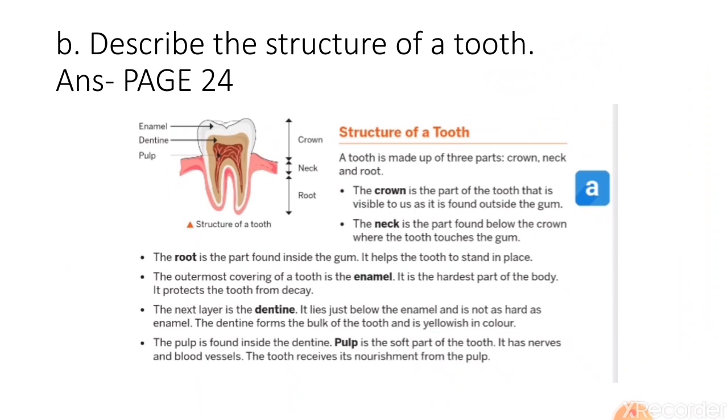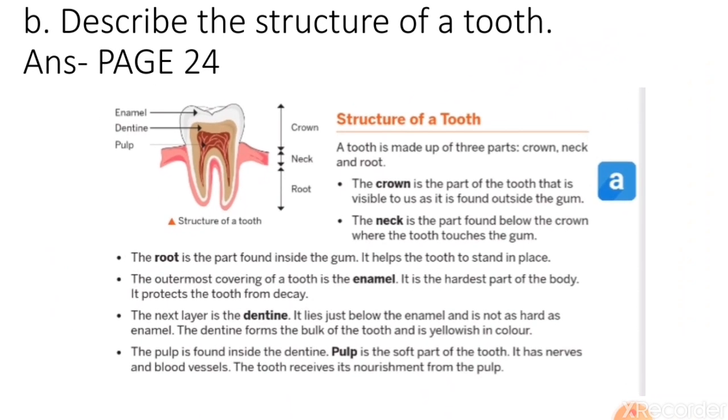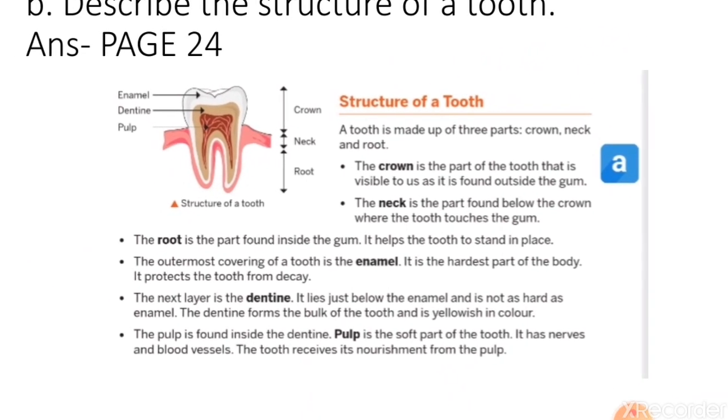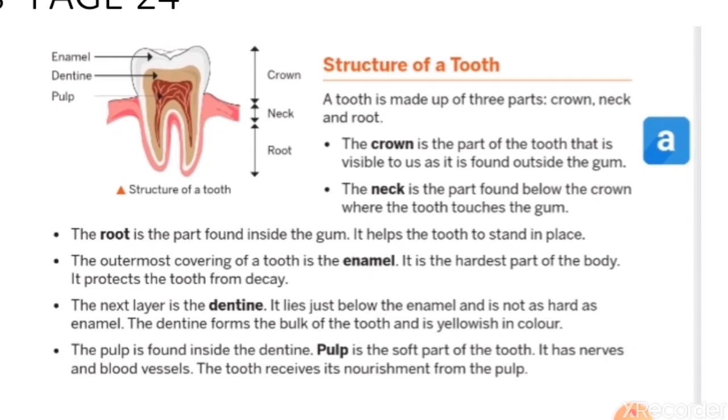It is white in color. It is the hardest part of the body. It protects the tooth from decay. Like in the last explanation video I have told, it is like a guard to your teeth. It protects your teeth from decaying. So it is very important. You have to brush your teeth properly to protect this enamel layer.